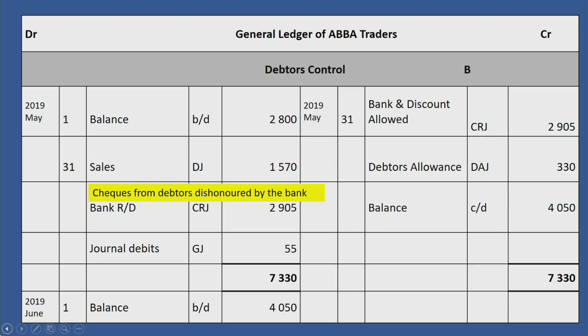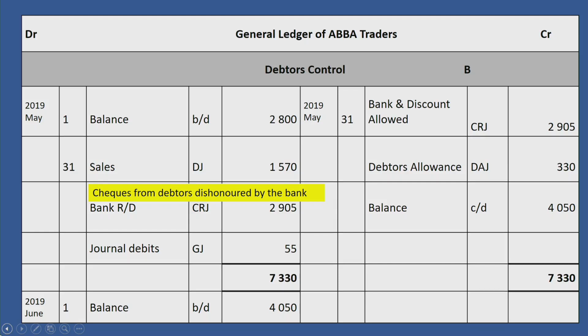Then I will be notified by my bank, and I'll contact the debtor, and that is what the RD here on the debit side means. It stands for refer to drawer. In other words, phone the debtor, and then he owes me the full amount again.